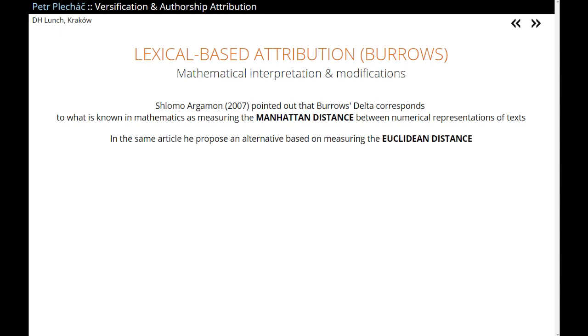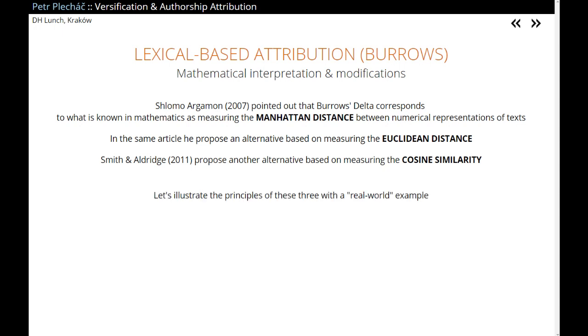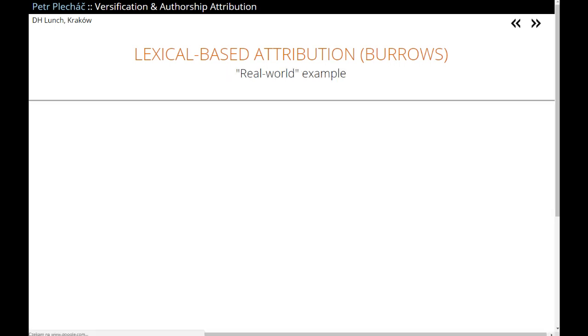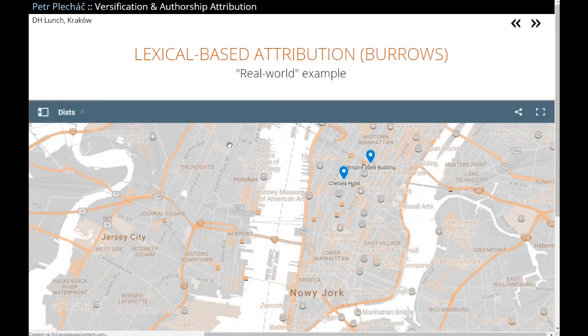In the same article, he proposed an alternative, or one of the alternatives, based on measuring not the Manhattan distance but the Euclidean distance. Finally, from all the alternatives that were proposed, I will mention the one based on measuring the cosine similarity, and I will try to illustrate the principles of these three metrics: Manhattan distance, Euclidean distance, and cosine similarity, with a sort of real world example. Okay. Here we have Manhattan, from which the Manhattan distance actually got its name.